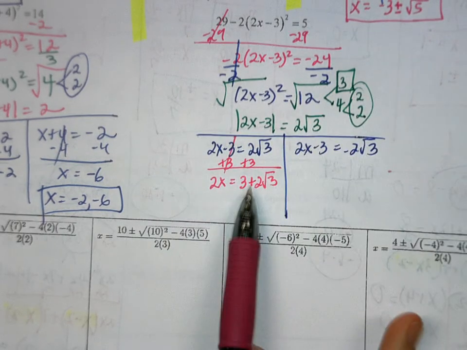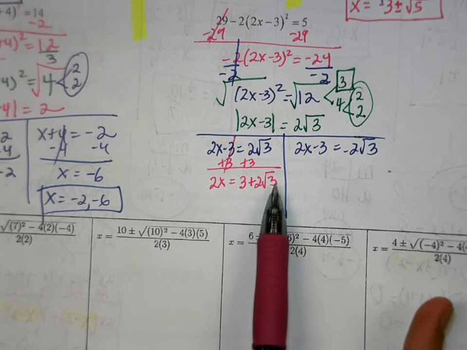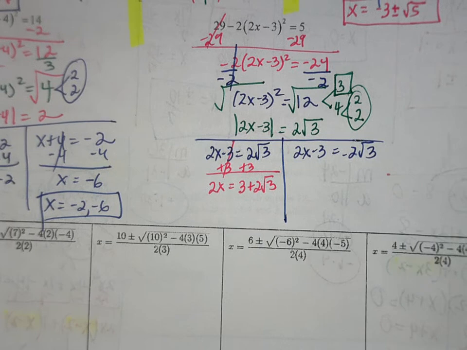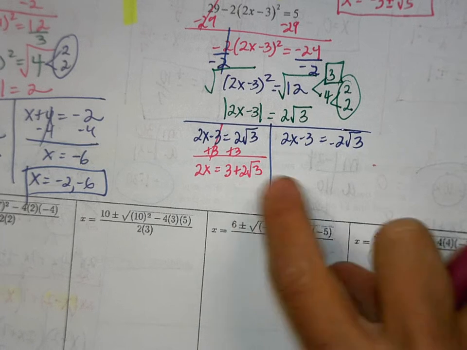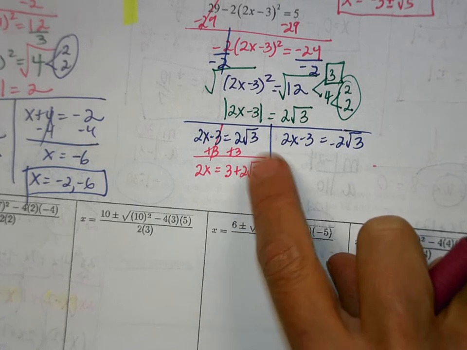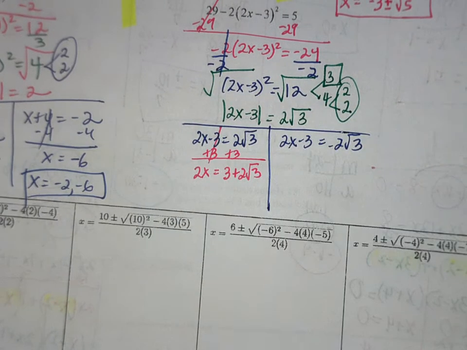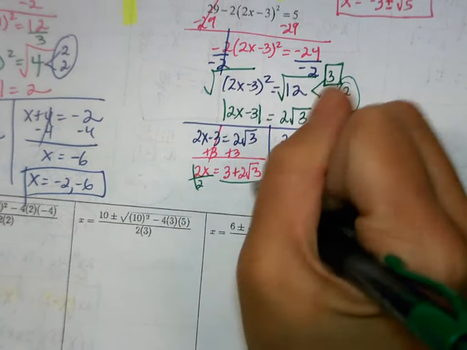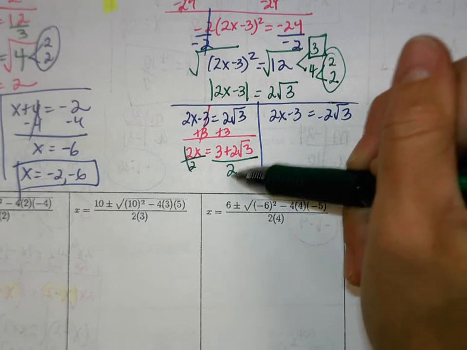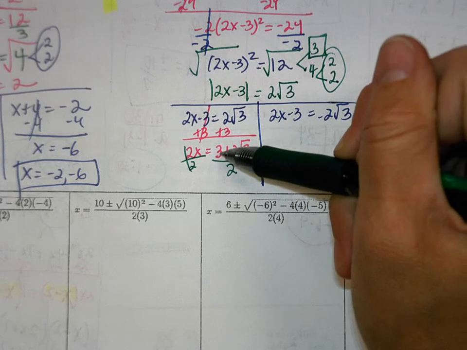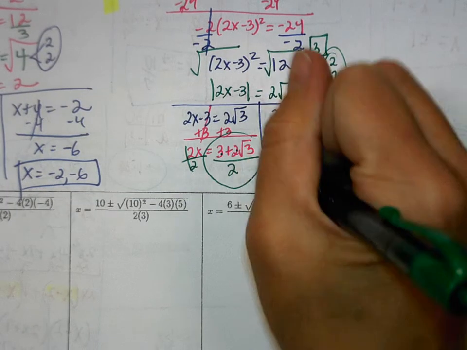Can I add the 3 and the 2 root 3 together? The reason is because this 2 is being multiplied by root 3. So in order to add something together, they would both have to have a root 3. If it doesn't, we can't add them together because this is really saying 2 times root 3 and we have no idea what that actually is. Okay? And then in order to get x by itself, we can divide by 2. Now, a lot of people want to reduce these 2s. You cannot. You can only reduce if the 2 could go into this number and also the 3, and it can't. So you have your 3 plus 2 root 3 divided by 2.